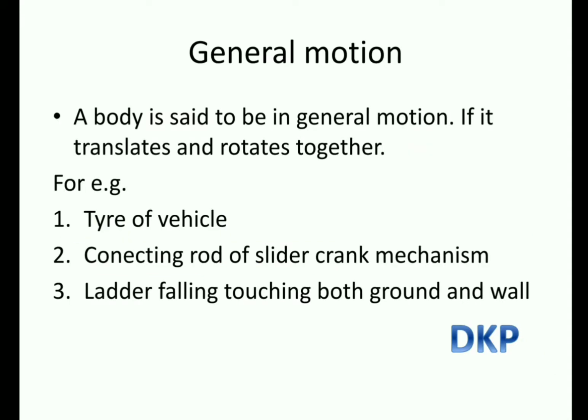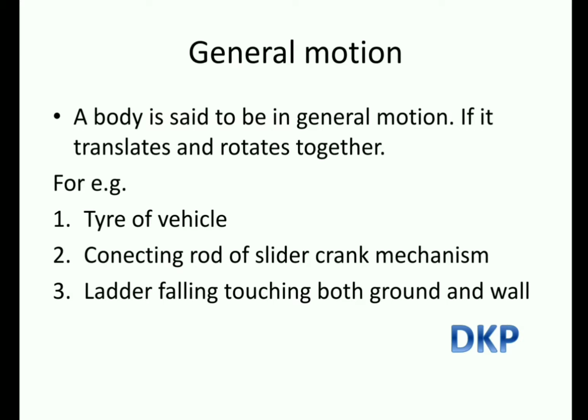So what is general motion? As we have already discussed, it is a body which is in both translation and rotation motion together. What are the examples? The tire or wheel of a vehicle. The vehicle moves in the forward direction because of the rotation of the wheel, so we can say that the wheel is both translating and rotating together. The wheel is the best example of general motion. Another example is the connecting rod of the slider crank mechanism, as discussed in the previous slide.